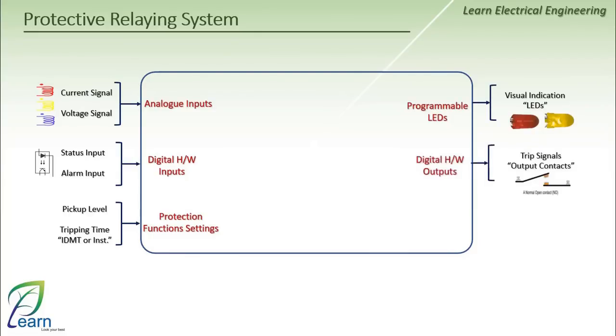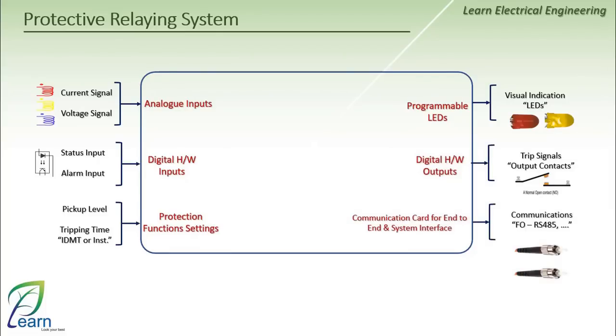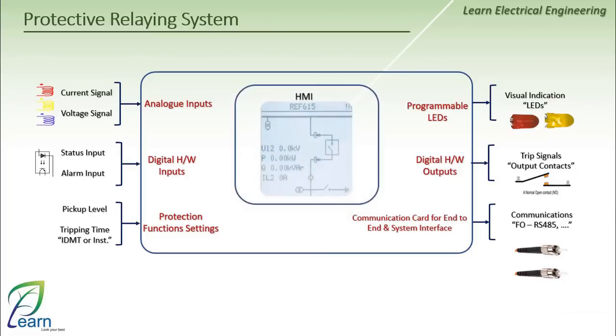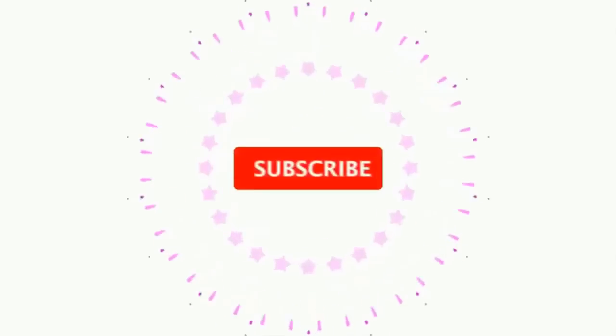The hardware output, which consists of contact output or transistor output, is programmed with an alarm or protection trip to disconnect the circuit breaker. The communication card is used to connect the relays with each other, for example, in end-to-end scenarios like in transmission systems, or to connect the relay with the system interface, such as when stations have a SAS or substation automation system. The HMI, or human-machine interface, allows you to draw a dynamic single-line diagram. Additionally, you can use it to change the settings in the relay and also obtain different measurements from it. With this, we have completed the protection system elements.